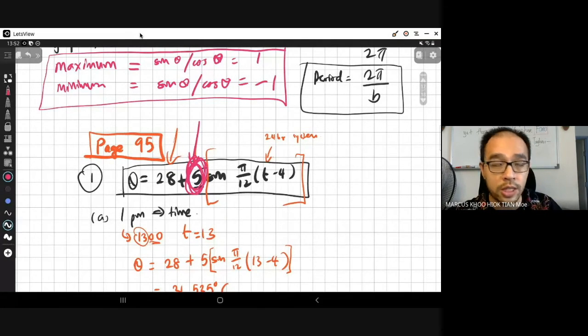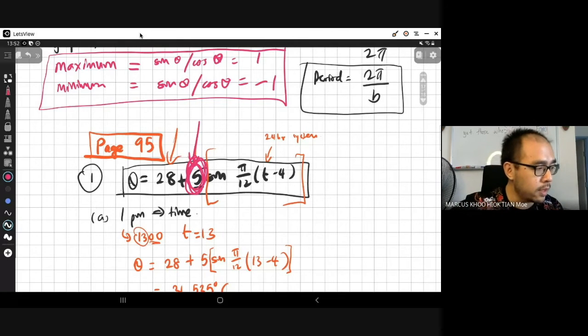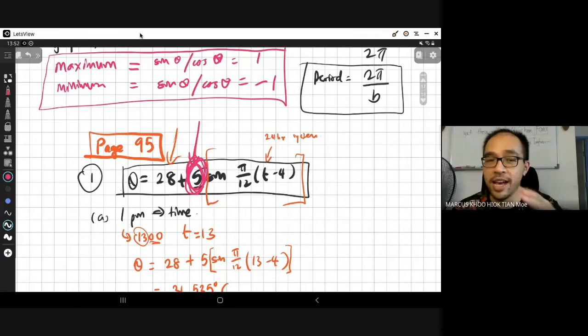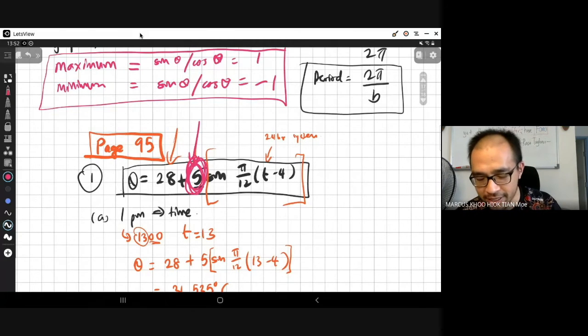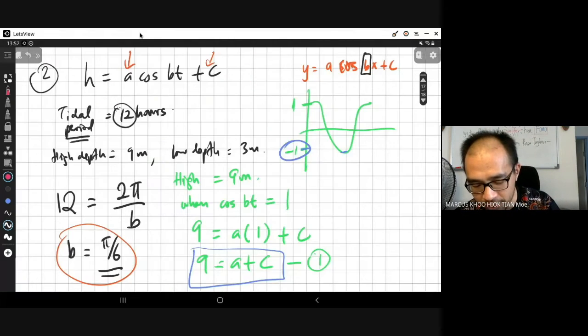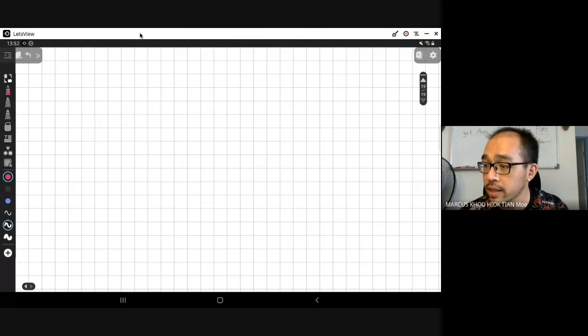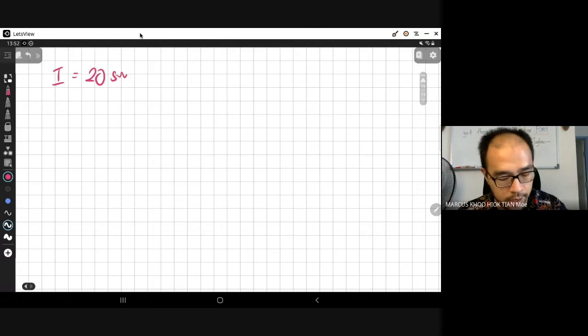Let's go to question number 3. I have to find a place to put my book next time. The current is given as I equals 20 sine 100 pi t, where t is the time in seconds. So the angle that we want is t.